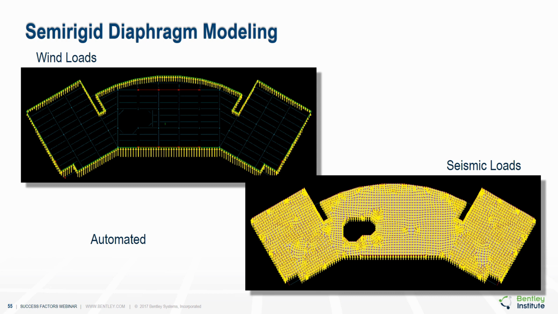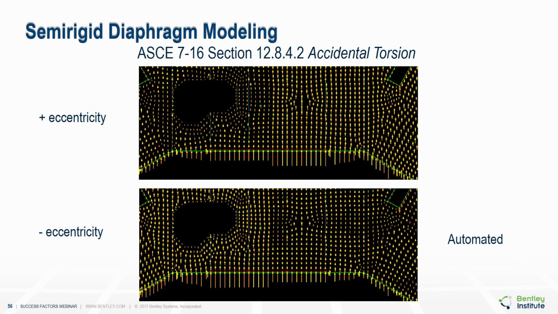In terms of the loading on a semi-rigid diaphragm, the wind loads are applied to the nodes around the perimeter of the structure, and the seismic loads are applied to each of the nodes based on their relative contribution to the masses. And again, in RAM Frame, this process of applying the loads is automated.